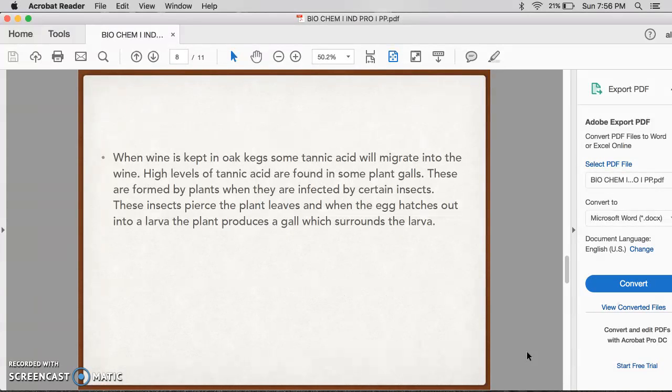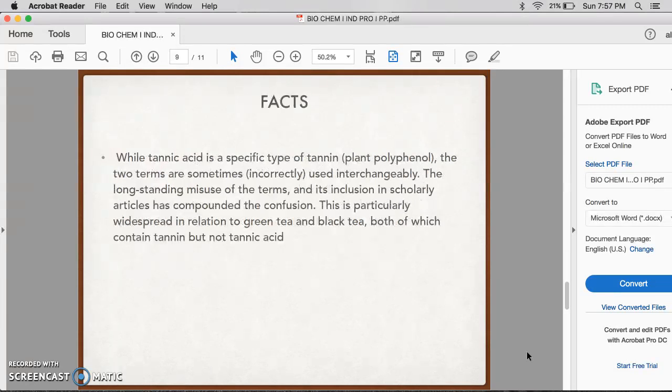When wine is kept, so this goes back to what I thought would be more tannic acid, but when wine is kept in oak kegs, some tannic acid will migrate into the wine. High levels of tannic acid are found in some plant galls. These are formed by plants, as we just mentioned, that are infected by certain insects. Those insects pierce the plant leaves, and when the egg hatches out into the larva, the plant produces a gall which surrounds the larva.